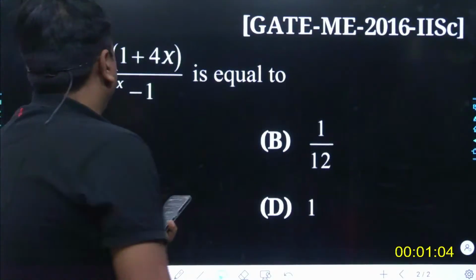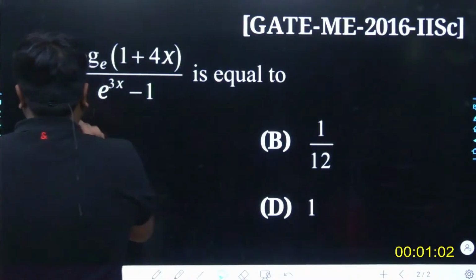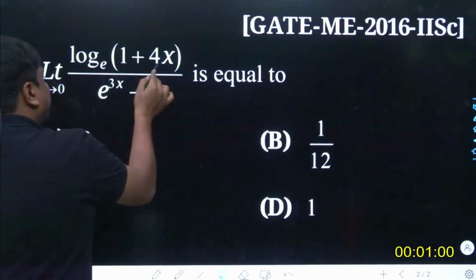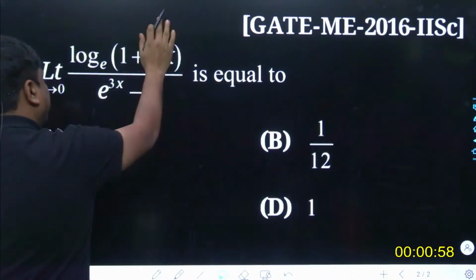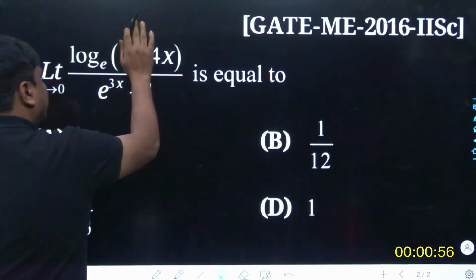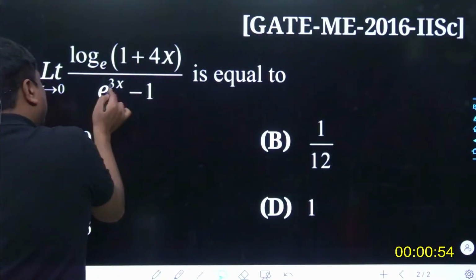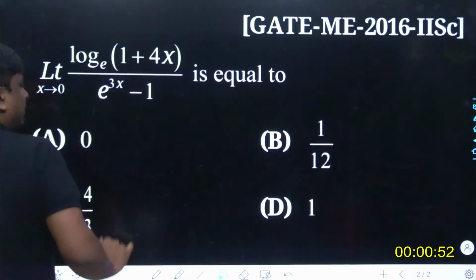Anyways, let me focus on this question. When we feed x equals 0, this becomes 1 plus 4 into 0, that is 1 only. Ln of 1 stands for 0. And similarly, when we feed e to the power of 0, that is 1. 1 minus 1 is again 0.